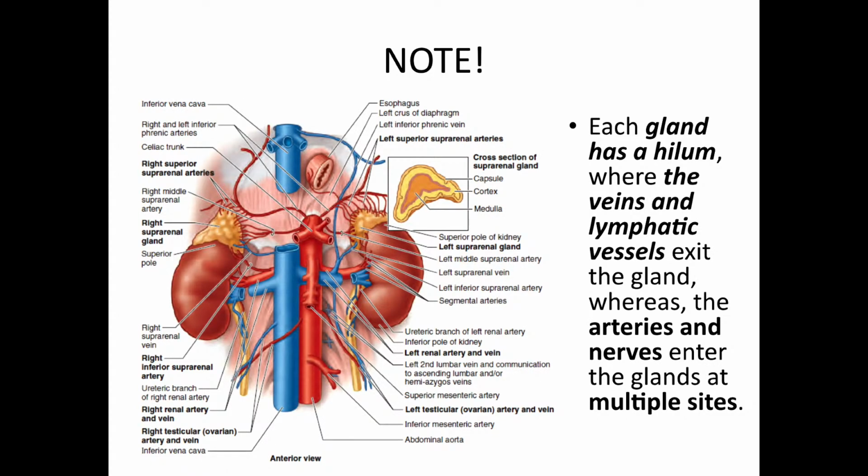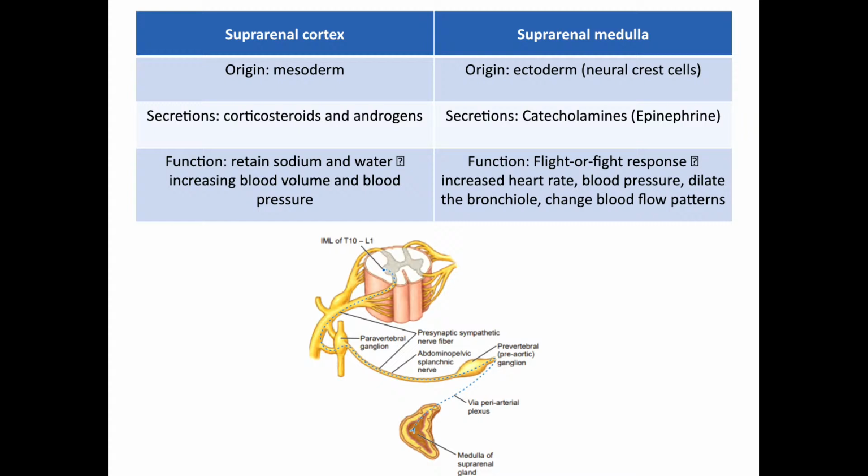Also, each gland has a hilum where veins and the lymphatic system enter and exit. Arteries and nerves enter the gland at multiple sites. As you see here, the arteries enter from all over the suprarenal gland, right? But exactly from the hilum, the lymphatics and the veins exit. Vice versa with the kidneys: everything enters through the hilum in the kidneys.